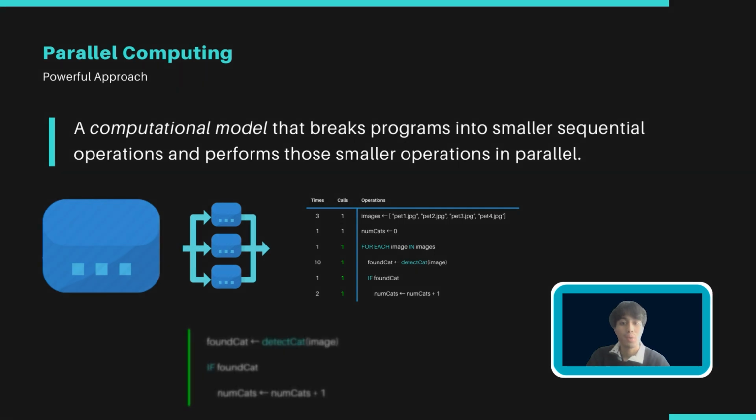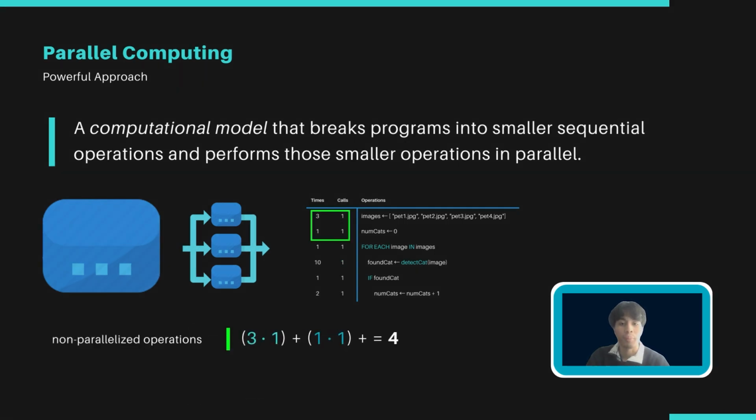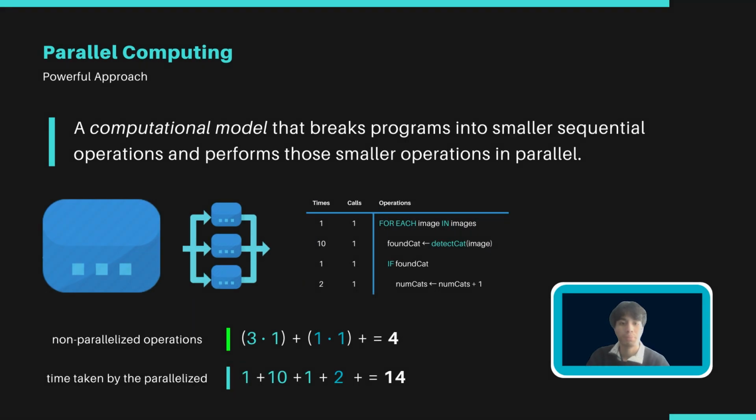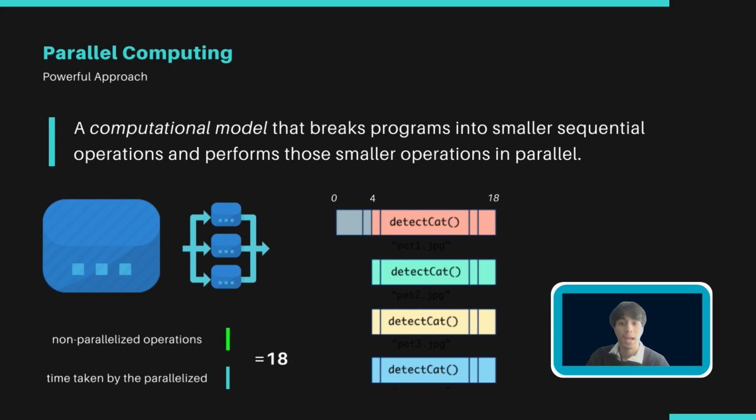Now let's assess the performance of our parallelized program. The non-parallelized operations remain unchanged, while the parallelized operations will now execute concurrently. Behold the timeline of parallel execution, with each processor handling a distinct image detection task. The parallel portion of the program completes in about the time it takes for a single image to be processed.